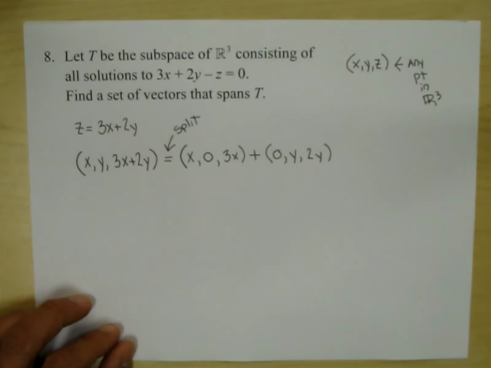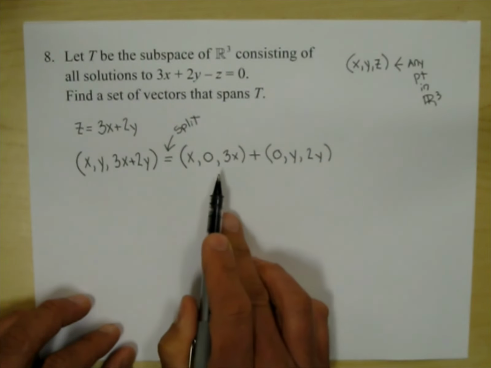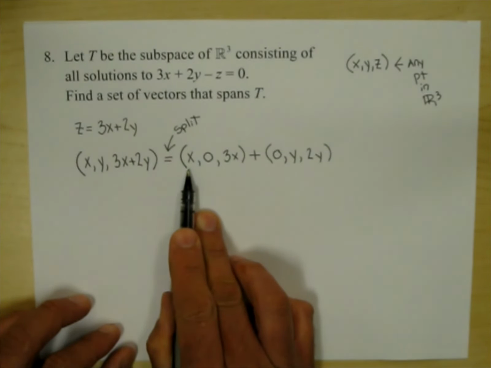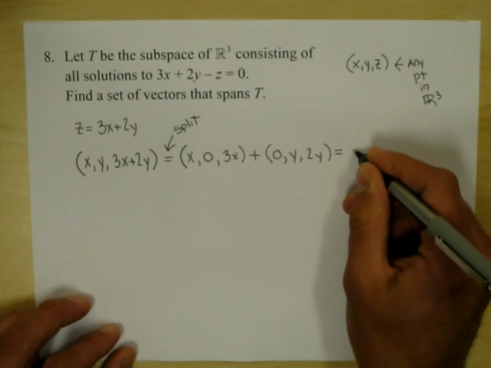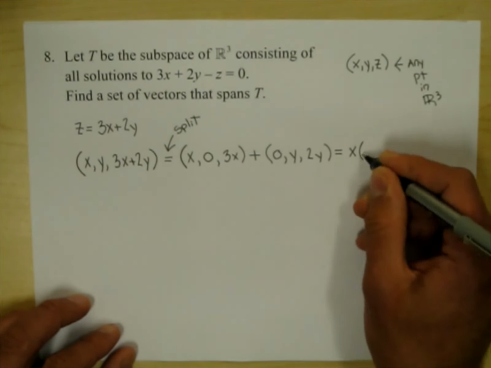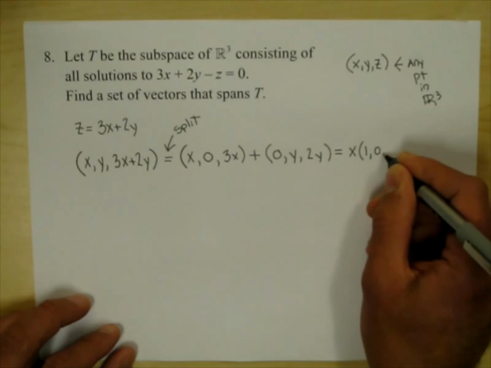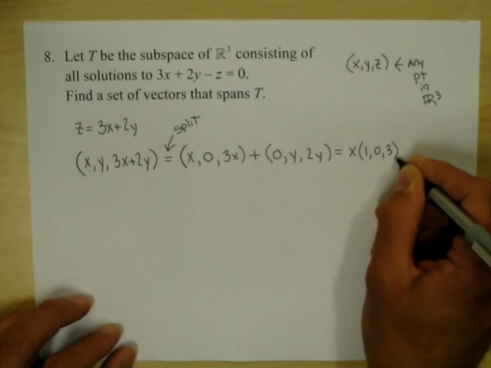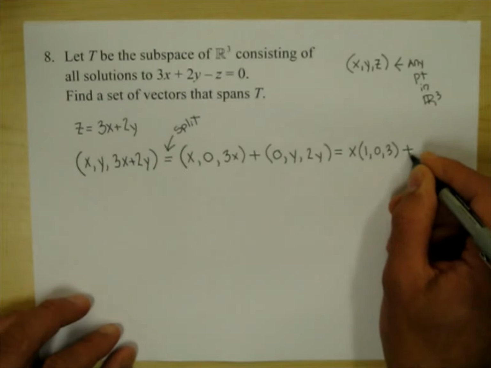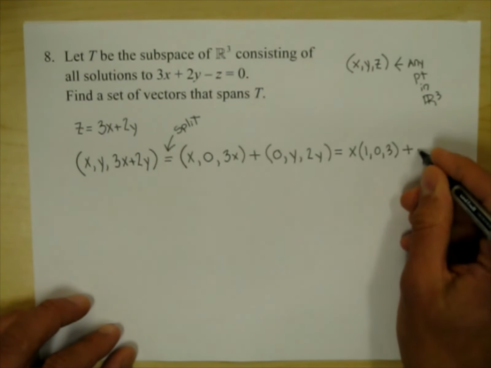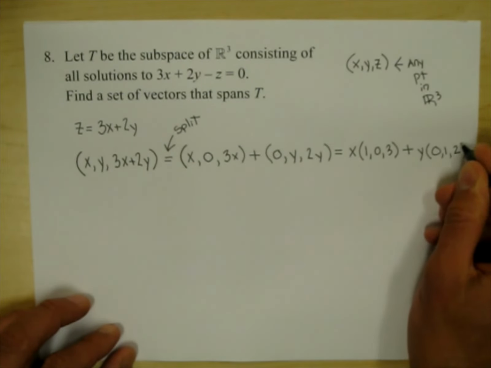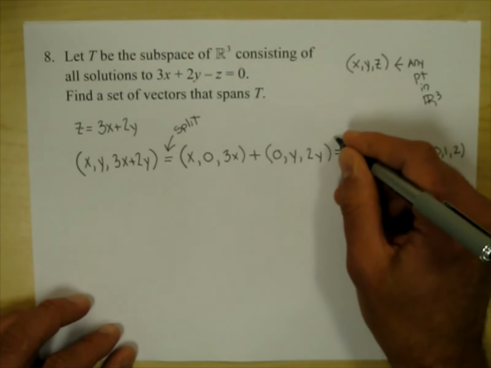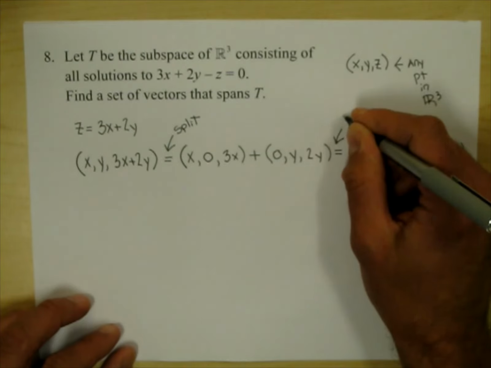Okay, my next step is I want to factor the x out of that first vector and factor the y out of that second vector. So when I do that, I have x, 1, 0, 3, plus, and then over here I'll factor out a y. Y, 0, 1, 2. So what I did in this step is I factored.